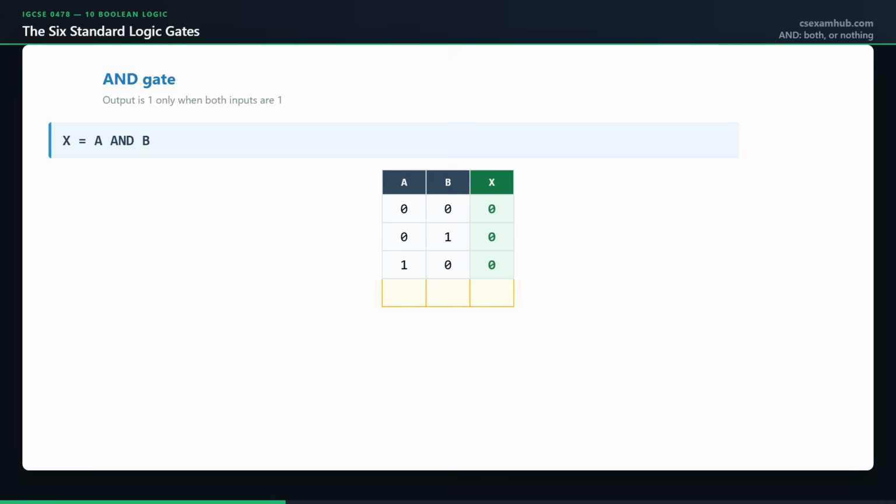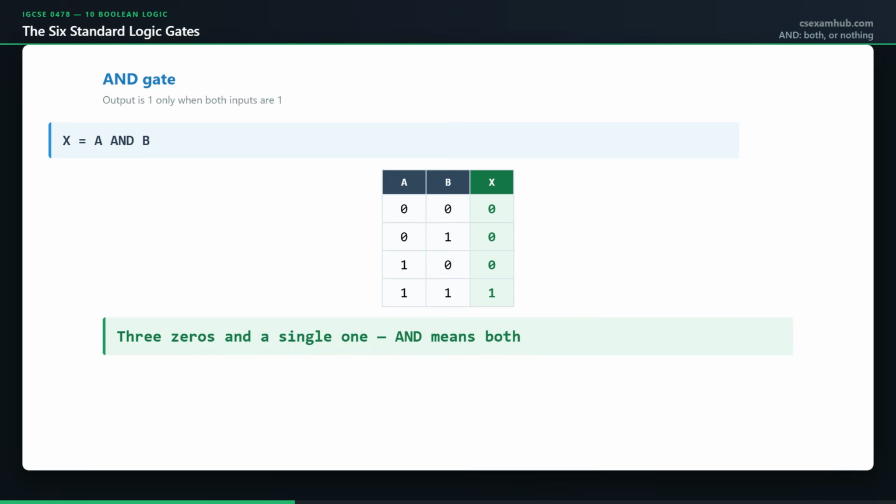Third row, A is 1 and B is 0. Again, only one is on, so 0. Fourth row, A is 1 and B is 1. Now both are on, so the output is 1. Notice the shape of that column, 3 zeros and then a single 1 at the bottom. A useful way to hold on to AND is the word both. If you can say both inputs are on, the answer is 1. In every other case, it is 0.